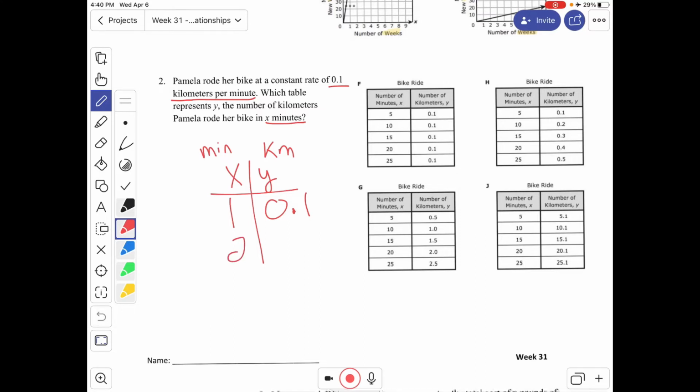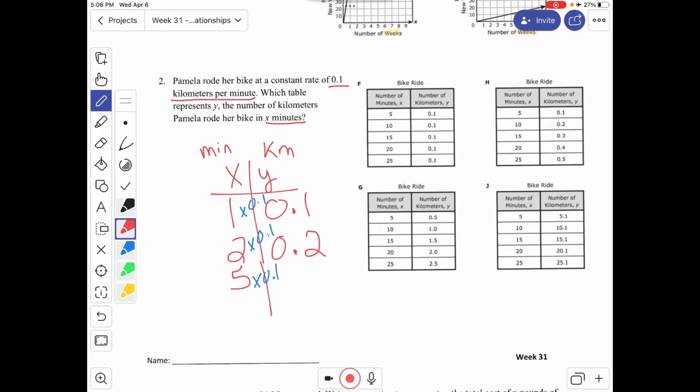So in 2 minutes, it would be 0.2. But none of these graphs have a 2. They have a 5. So let's see if we can figure out what they're doing. What are we multiplying by each time? Think, what are they doing to 1 to make it into 0.1? Well, they would multiply by 0.1. What if we did that to 2? 2 times 0.1 would get us 0.2. So let's try that same pattern.